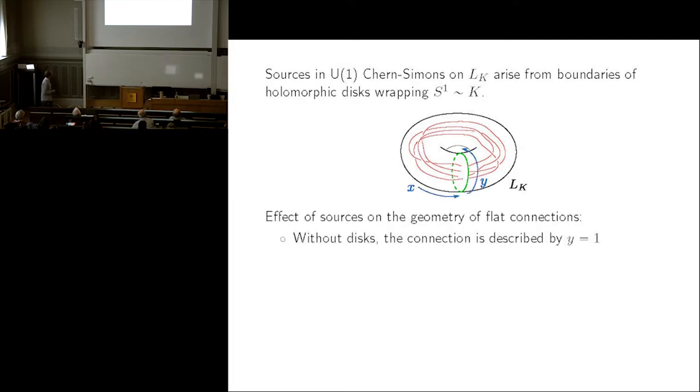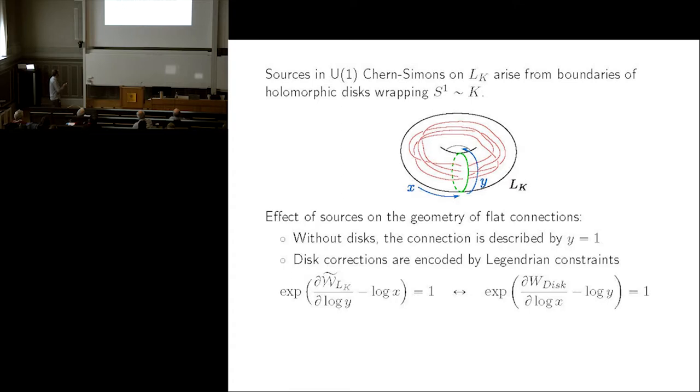So here they are. And let's think for a moment about how they affect the geometry of flat connections on L_K. So if you didn't have any disks, the meridian cycle, this green circle, would be contractible. So then you would say that the meridian holonomy, y, would be trivial. But of course, with the sources, this gets corrected, and it gets corrected to some non-trivial relation between x and y, between the longitudinal and meridian holonomy, due to the presence of these sources.